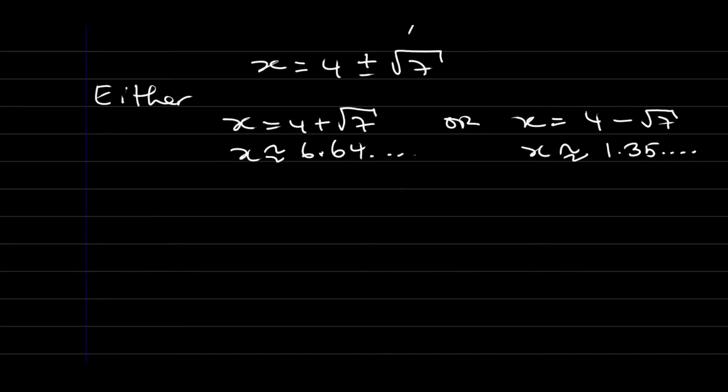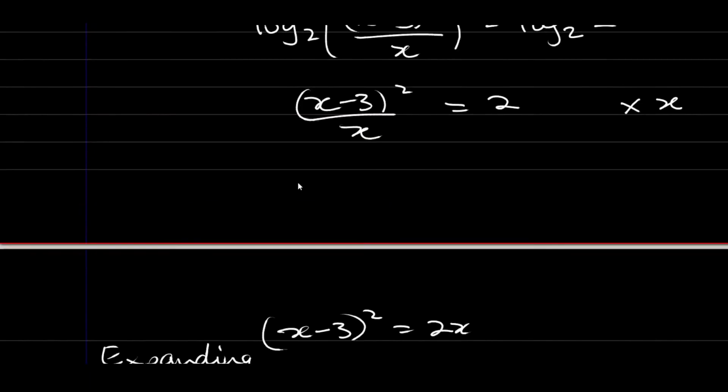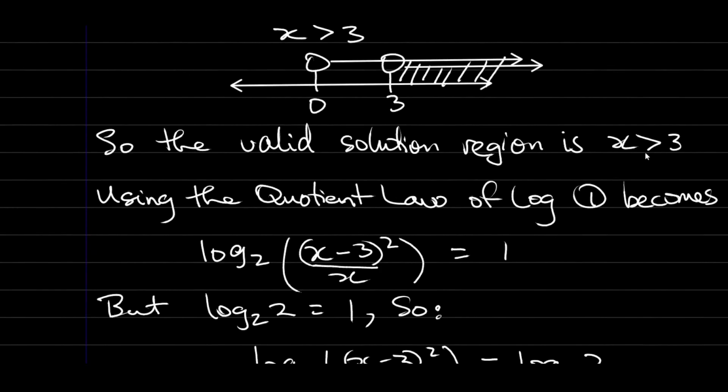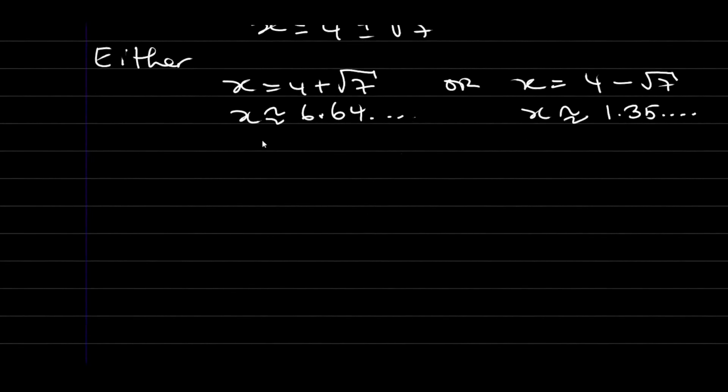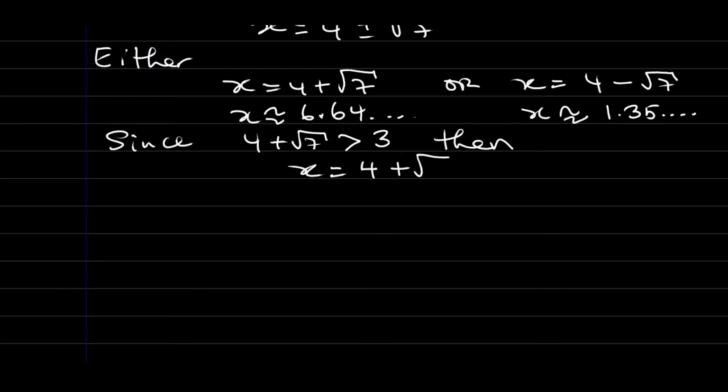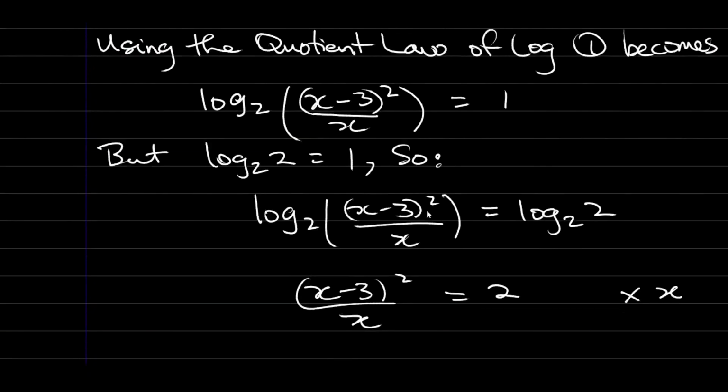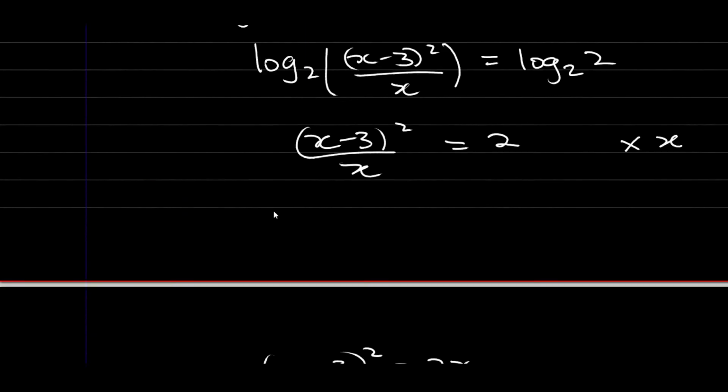Now, let's go back up and see what our valid region is. Our valid region is x greater than 3. So since 4 plus root of 7 is greater than 3, then x equal to 4 plus root of 7 is a valid solution. That is the valid solution for this equation. Let's go on to another one.